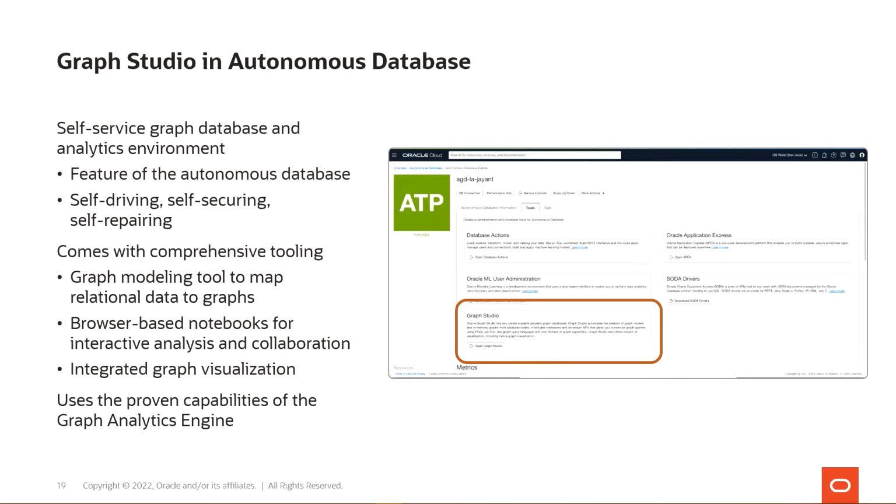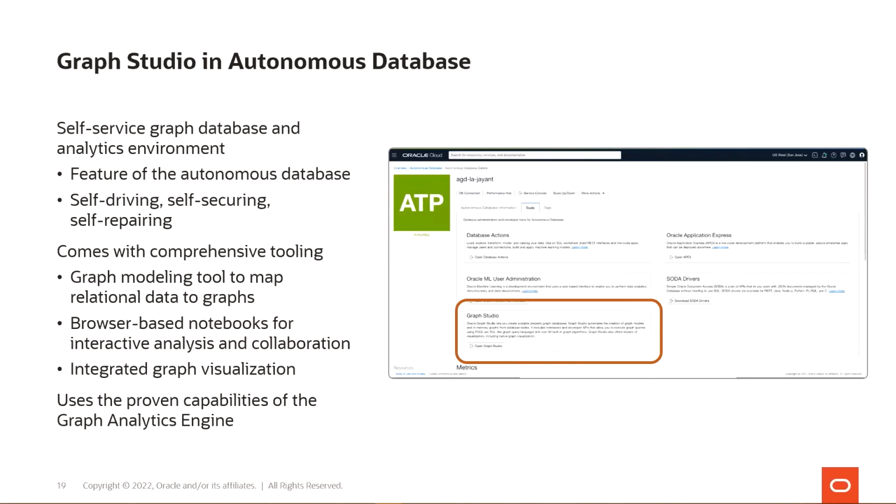And Graph Studio is a self-service graph database embedded in the Oracle Autonomous Database on the Oracle Cloud, and provides you with a set of features that enable you to do the whole graph analytics workflow via this user interface. I'm going to show this also later on.